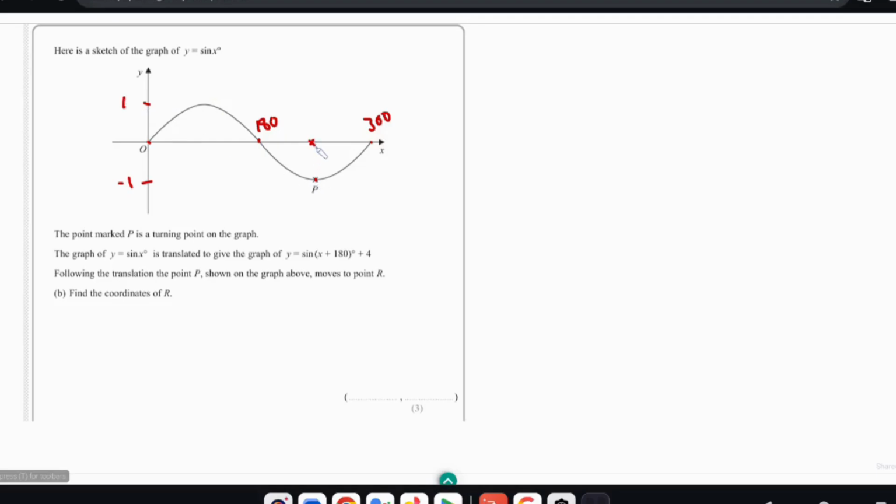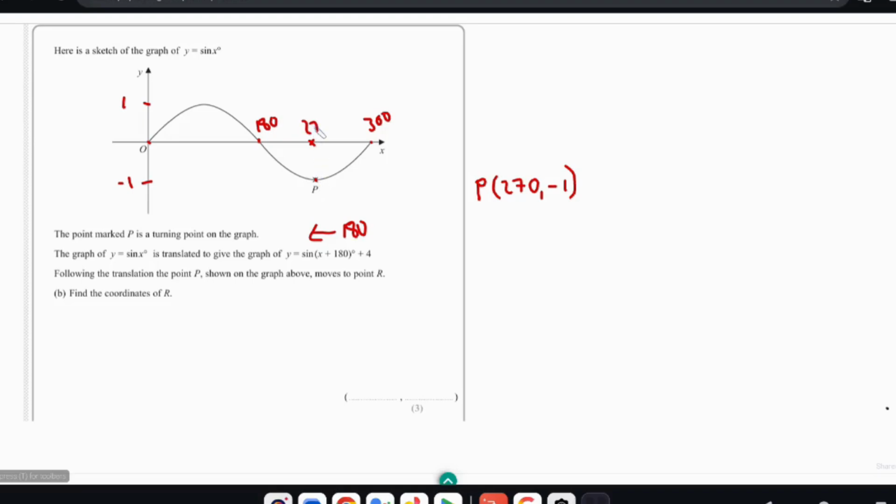So the coordinates here for P, as they are, 270, -1. So adding 180 inside the function means we move left 180. This point P here moves 180.